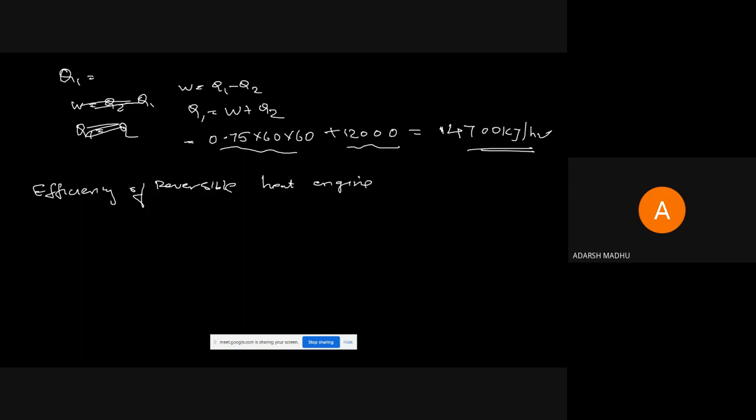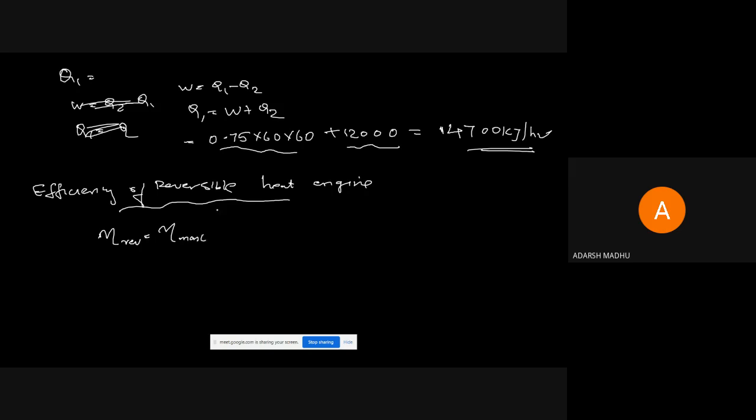The equation for a reversible heat engine in terms of temperature: according to Carnot theorem, for any given type of engine, only a reversible engine possesses the highest efficiency. So the maximum efficiency is given for a reversible engine, that is Q reversible equal to Q maximum.